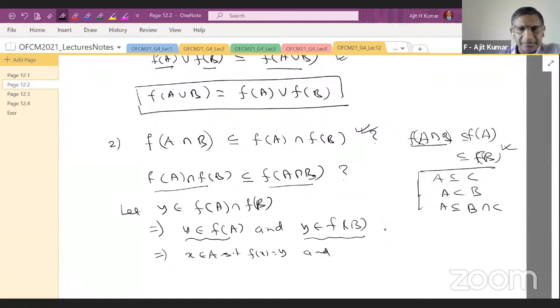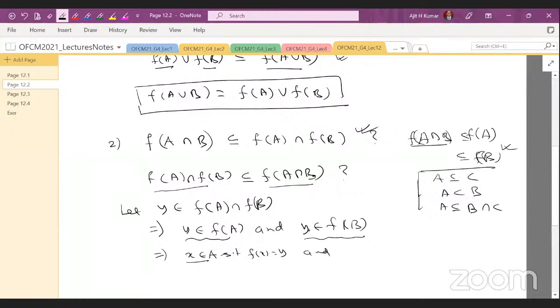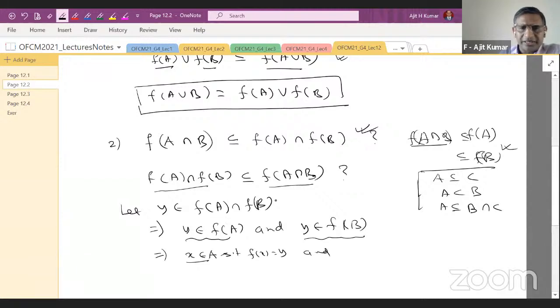Why should the same element be there? Because of intersection. No, we forget about intersection. We have y in f of A. That means you can find some x. Let me call this x1, or instead I will write a. This is better. Some a in A such that f of a is equal to y. Let us use this notation.